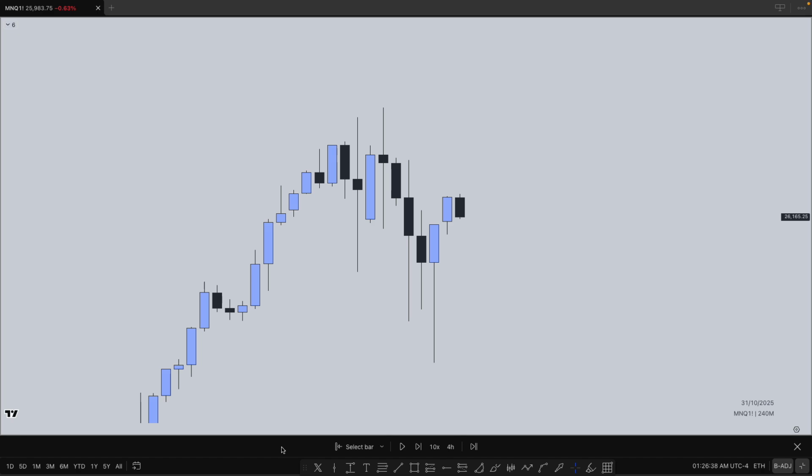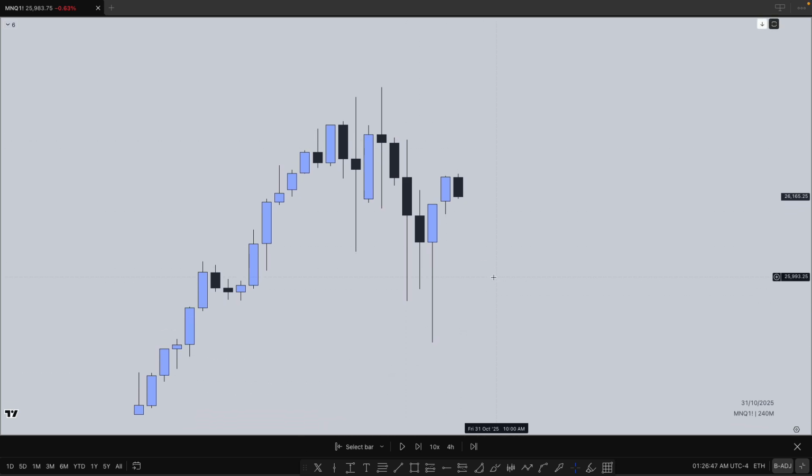We'll be going over my trade from the London session, the 2 a.m. continuation model. So starting off on the 4-hour chart as per usual.